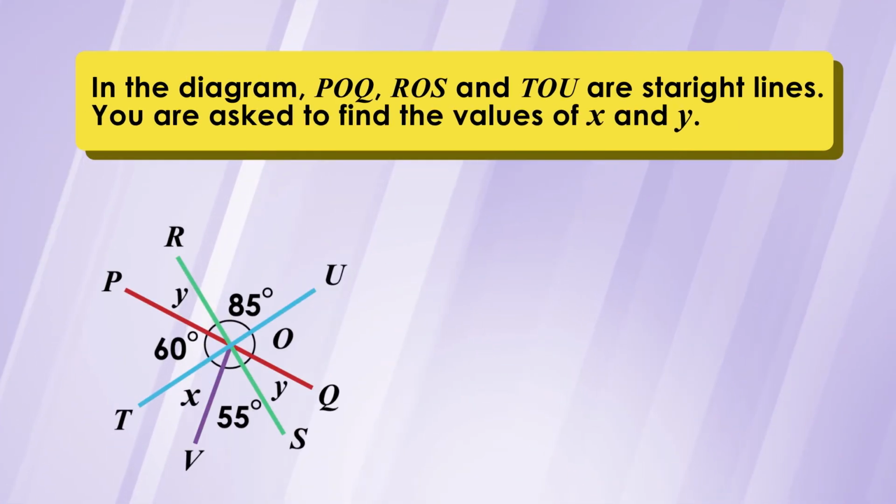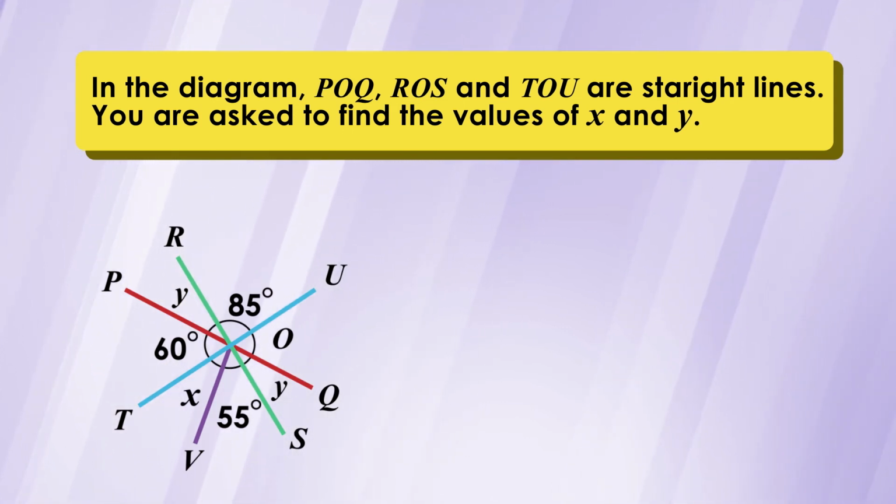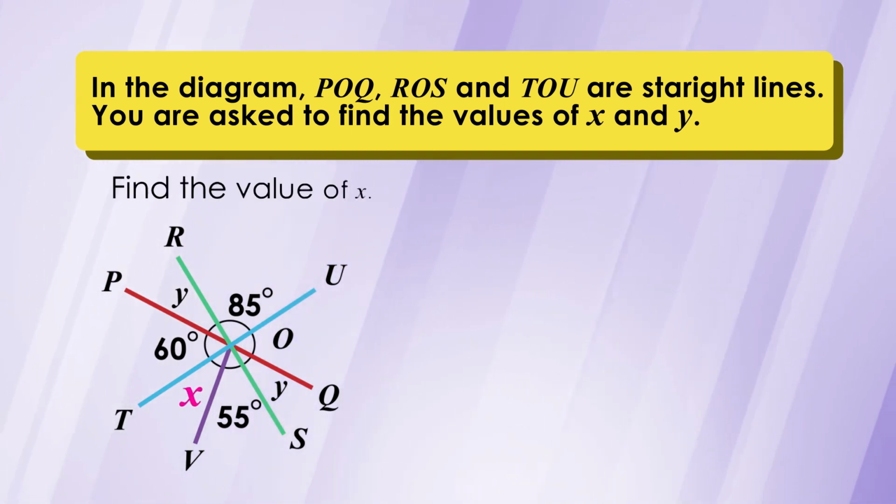Good job, boys and girls! Now let's try a more challenging question. In the diagram, POQ, ROS and TOU are straight lines. You are asked to find the values of X and Y. Let's find the value of X first.